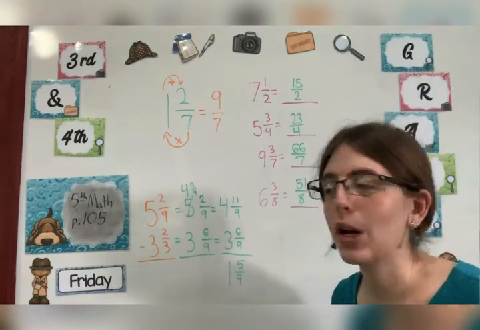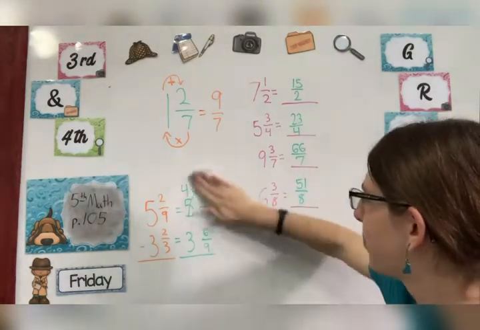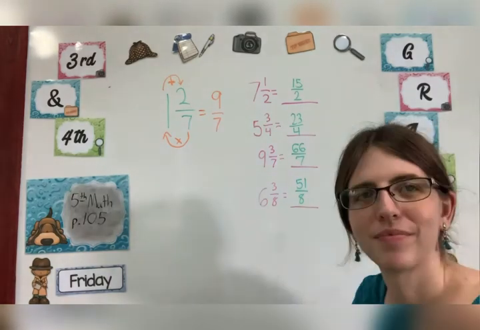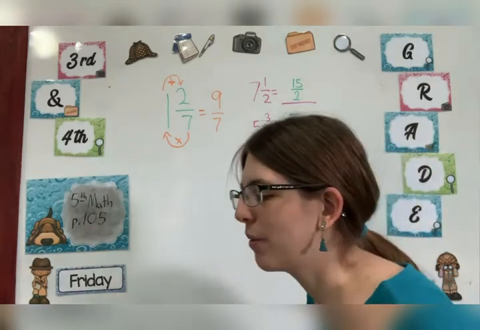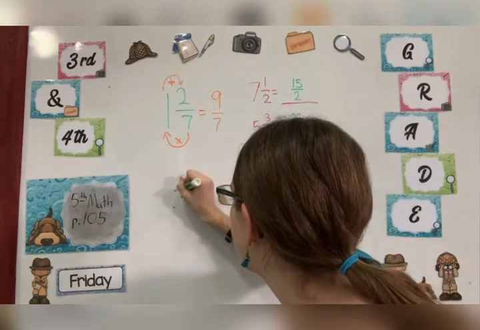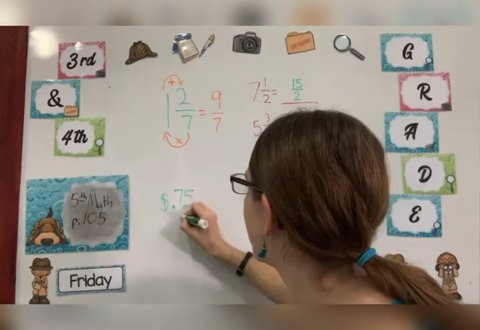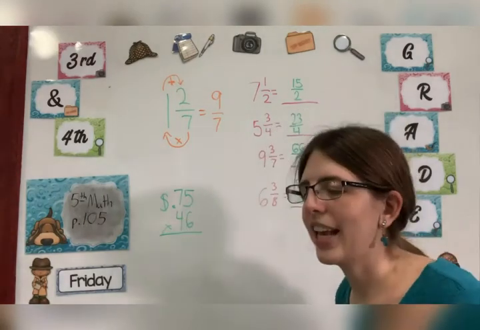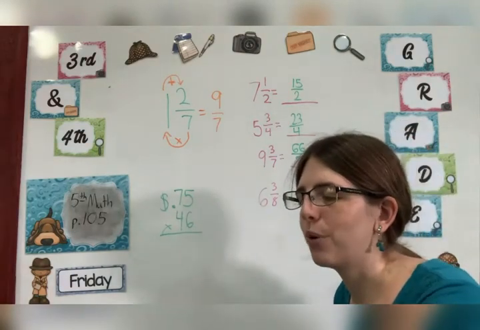When you see that word per, what is that telling you that you need to do? Multiply, that's right. So I'm going to multiply the 75 cents that she had to pay per pleat times the number of pleats that she did. And that answer, don't forget your dollar sign and decimal point, will be your total.